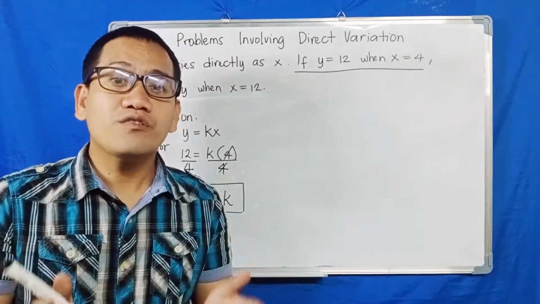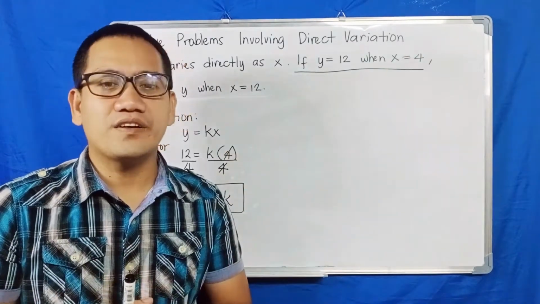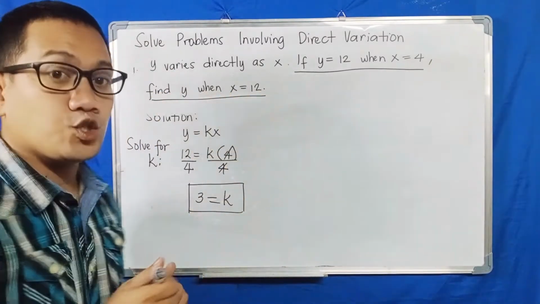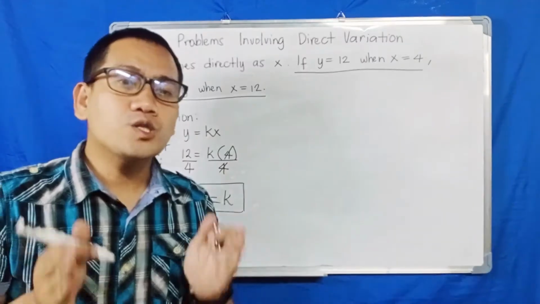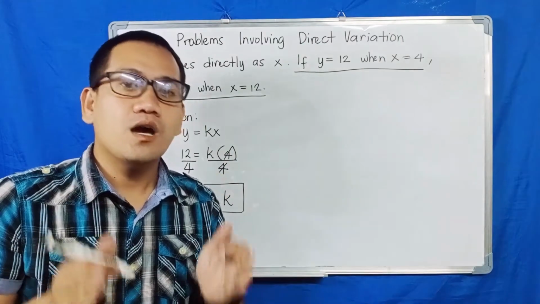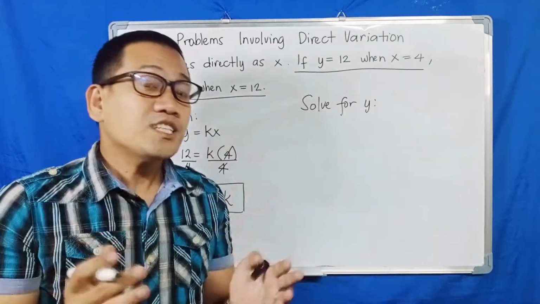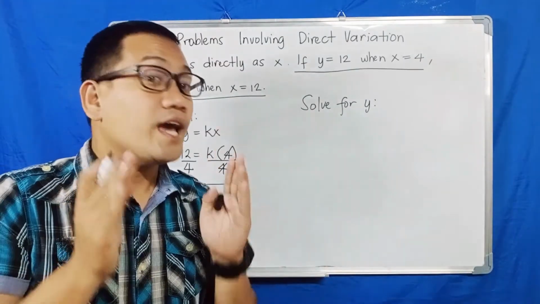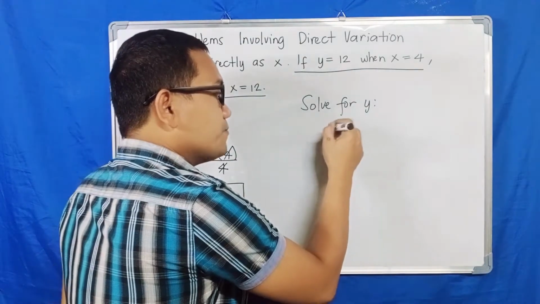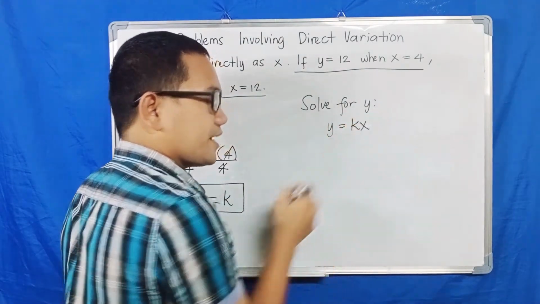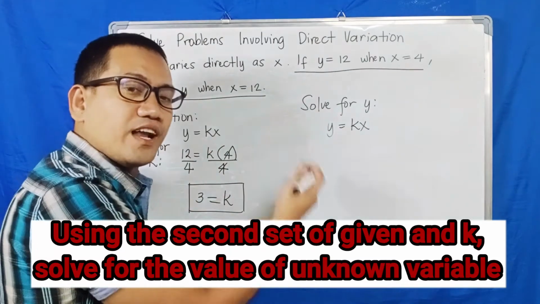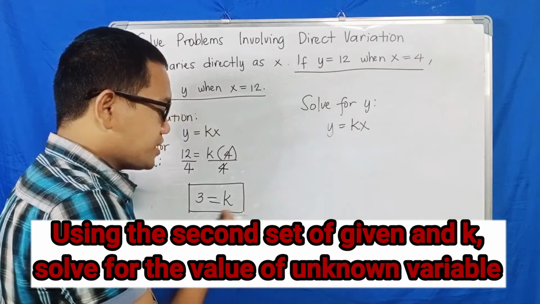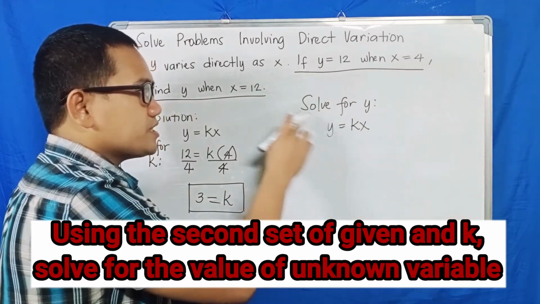So after we solve for our k, or the constant of variation, that is the time we will find y when x is 12. Remember, we are now solving for the value of our y when x is 12. For us to solve for y, all we need to do is to utilize the equation we had a while ago. That is, y is equal to kx. So, finding the value of our y can be done if we have the value of our k, which is equal to 3, and our x, which is equal to 12.